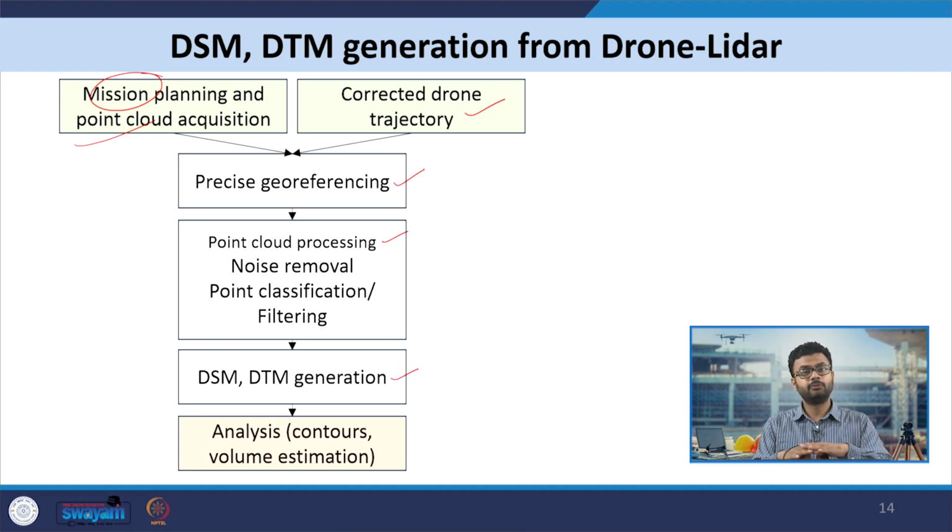Then based on the interpolation of the ground point cloud, a DTM can be generated. Apart from this, a DSM can also be generated. Then these can be used in analysis, for example, calculating contours or also doing cut and fill volume estimations. So let's look at them step by step.